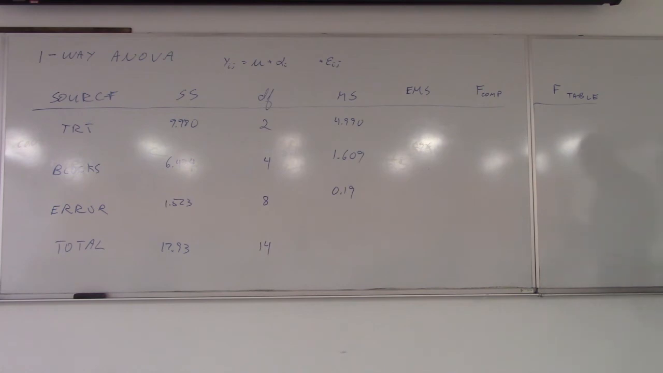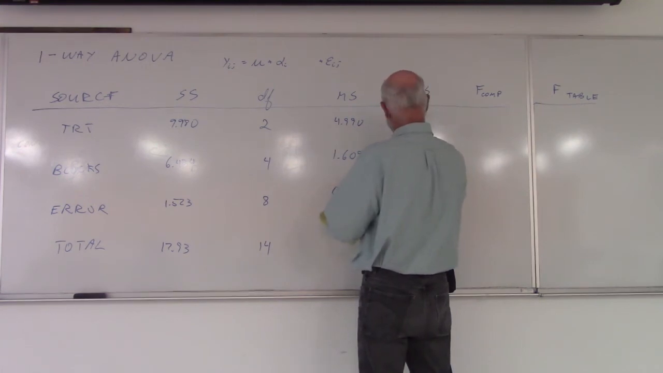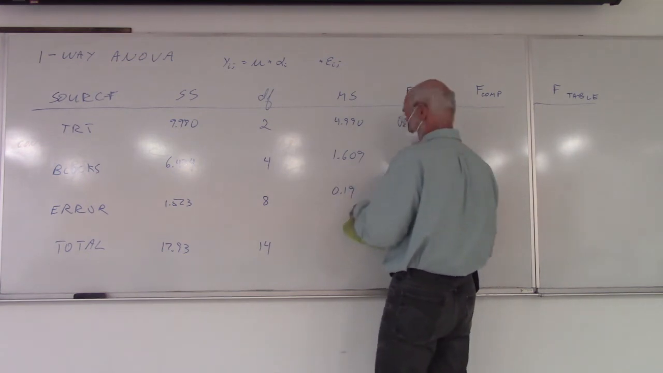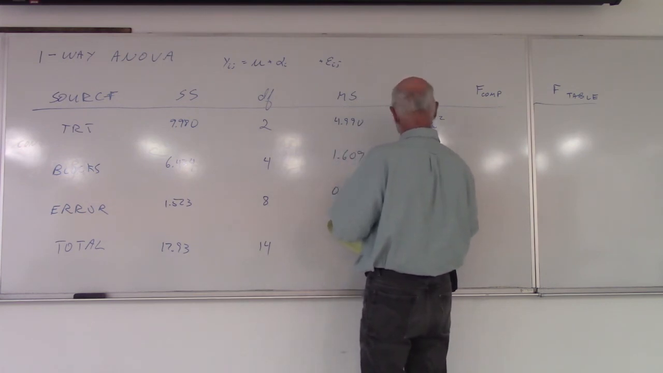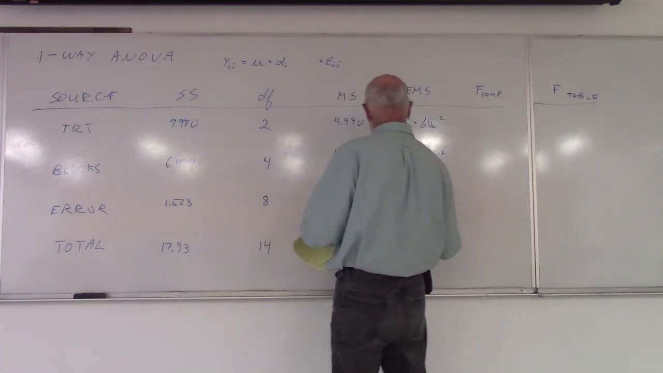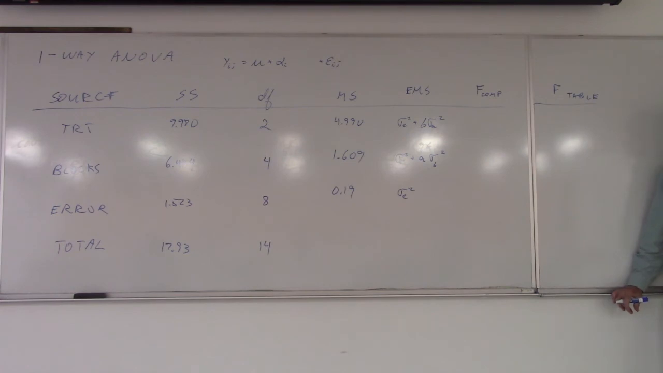We have to look at the expected mean square column to know. The expected mean squares for treatment is going to be sigma e squared plus b times sigma a squared. For blocks, it's going to be sigma e squared plus a times sigma b squared. And for error, it's sigma e squared. Now it's obvious what the appropriate F-test is, okay? In some designs in the future, it won't be obvious. So my question now is, what's the appropriate F-test for treatment?